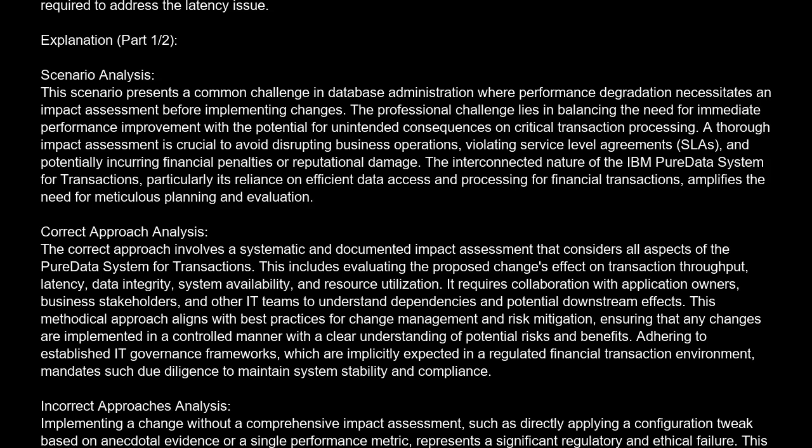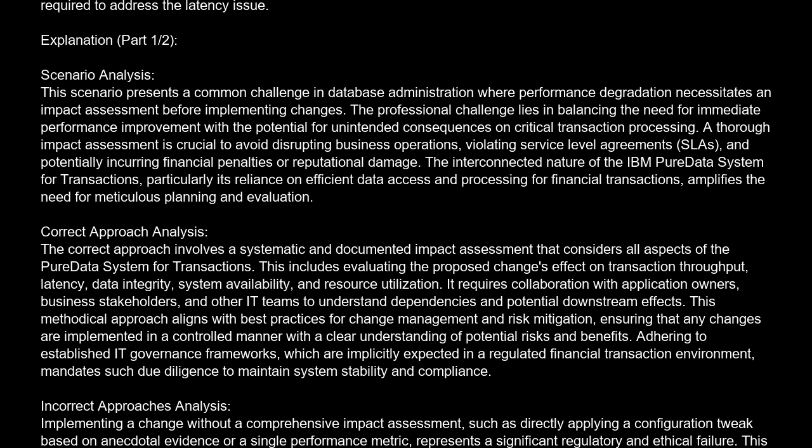The correct answer is D. Conduct a comprehensive impact assessment to identify all dependencies, potential risks, and the scope of changes required to address the latency issue. Explanation. Scenario analysis. This scenario presents a common challenge in database administration where performance degradation necessitates an impact assessment before implementing changes.